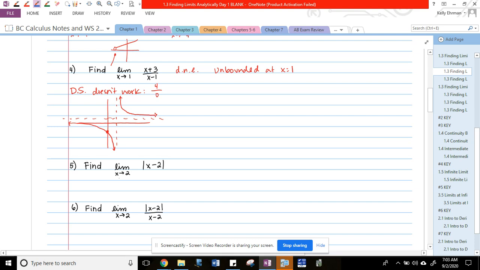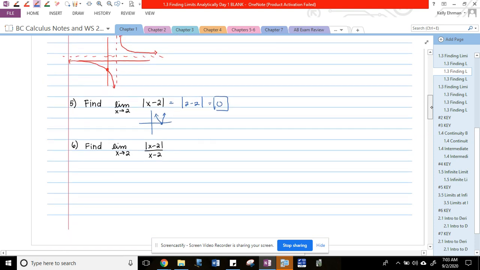What about the limit as x approaches 2 of the absolute value of x minus 2? So remember, try direct substitution first. Direct substitution is just plugging 2 in. Absolute value of 2 minus 2 is 0. That's a valid number. A limit can be 0. Think about that graph. That's the absolute value graph shifted to the right 2 units. So yeah, that limit is 0. Limit exists. Its value is 0.